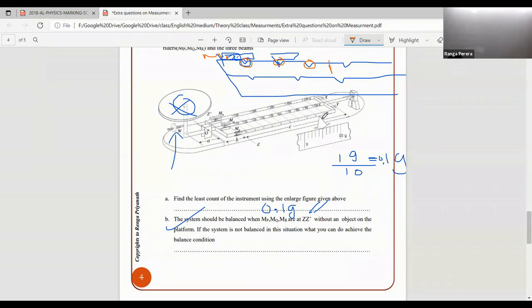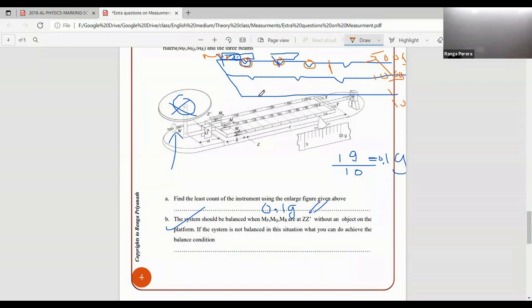It's called discrete values. You can't take continuous values from 0 to 100 or 100 to 200. Did you get the point? The same thing I can tell you here: 10 gram, 20 gram, 30 gram, like that up to 100 gram. So you can read up to 500 gram here, up to 100 gram here, and up to 10 gram here.